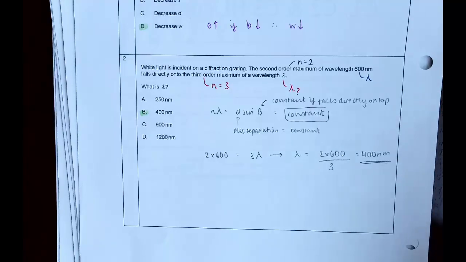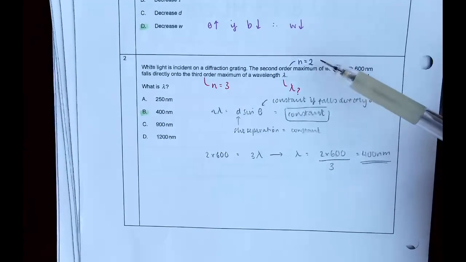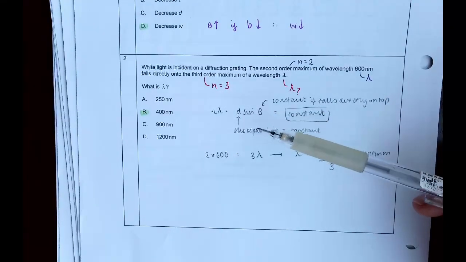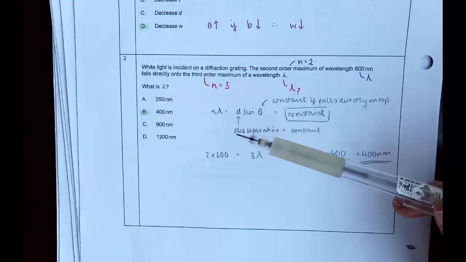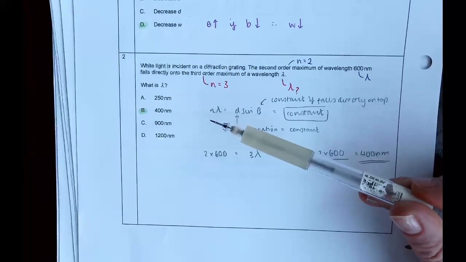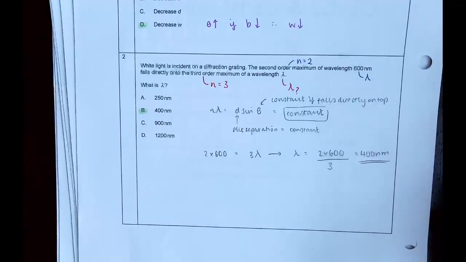So if a 600 nanometer wavelength is used, the second order maxima would be found at d sine theta. That would be found at exactly the same place if you used a light source with a different wavelength, but for the third order maxima. So 3 lambda would equal 2 times 600, and then it's just rearranging.